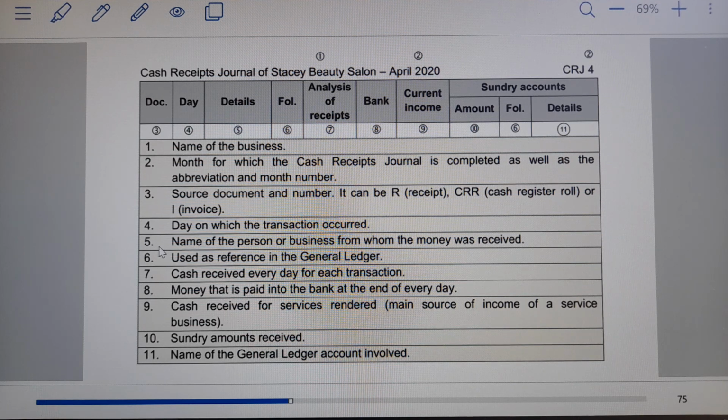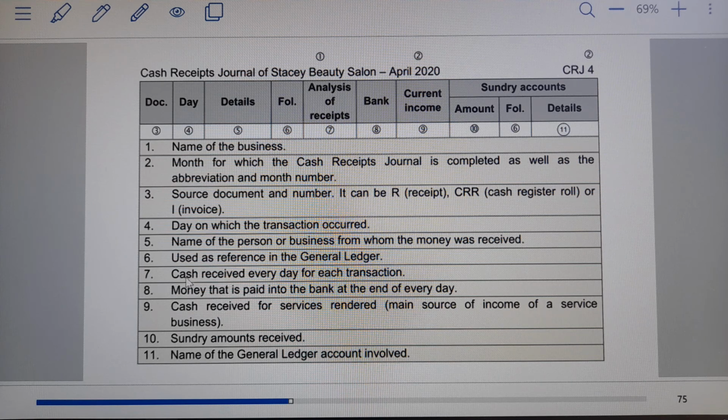Okay, and number 5, the name of the person. Where is number 5? Details. The name of the person or the business from which the money was received. Where did we get this money from? Under details. Okay, number 6 is here. It says folio, used as a reference in the general ledger. Okay, we will see this as we do the example.